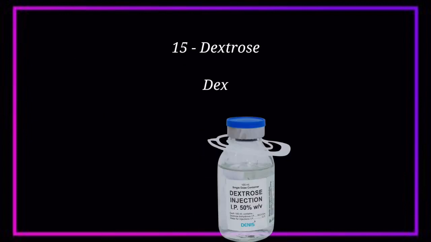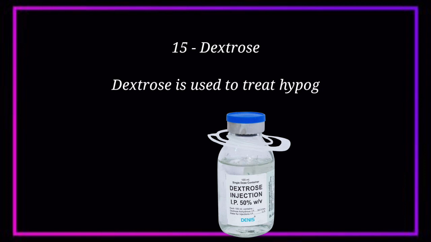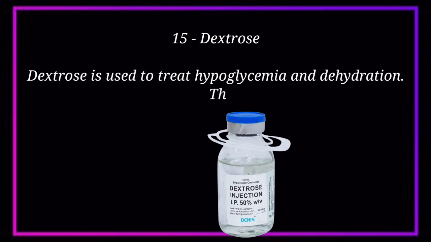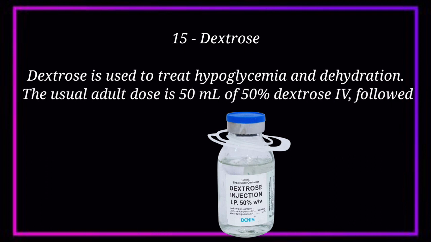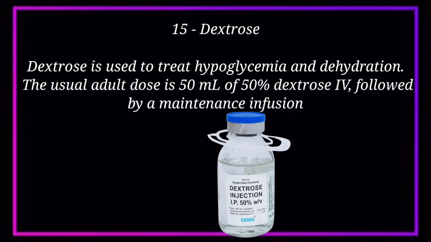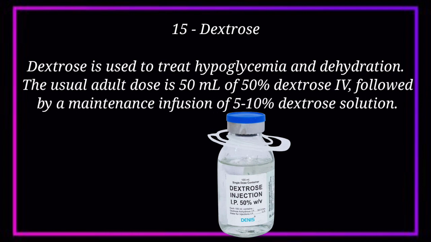Number 15. Dextrose. Dextrose is used to treat hypoglycemia and dehydration. The usual adult dose is 50 ml of 50% dextrose IV, followed by a maintenance infusion of 5 to 10% dextrose solution.